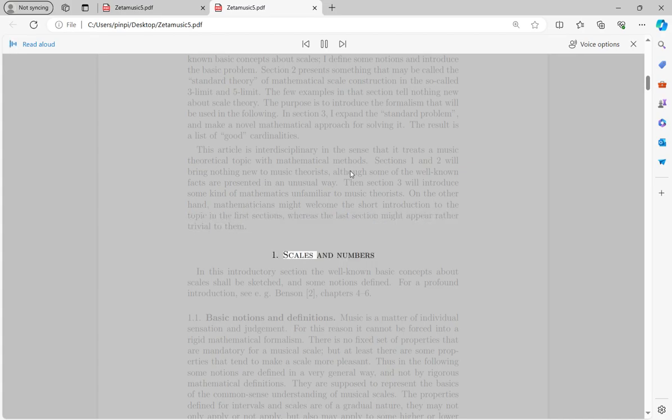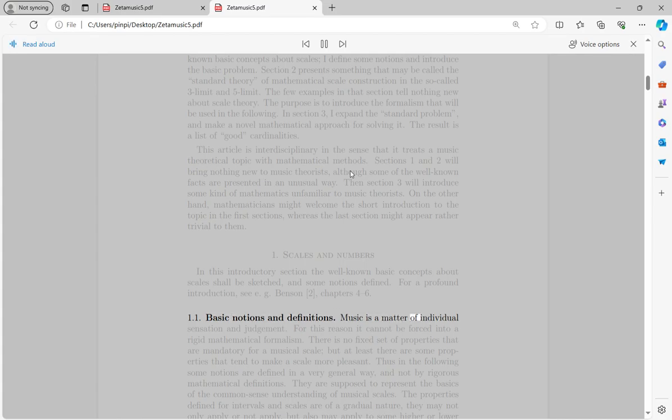1. Scales and numbers. In this introductory section, the well-known basic concepts about scales shall be sketched, and some notions defined. For a profound introduction, see e.g. Benson, 2, chapters 4 to 6. 1.1. Basic notions and definitions.